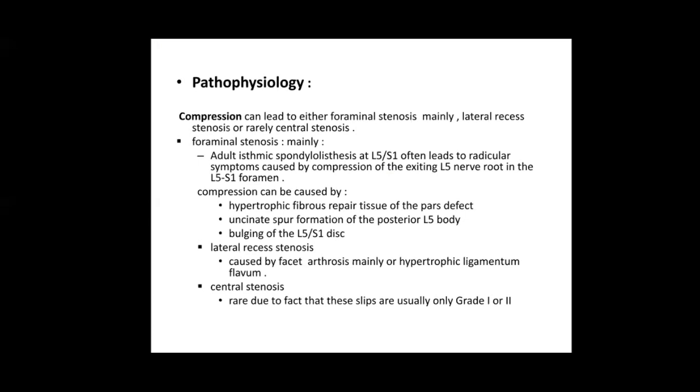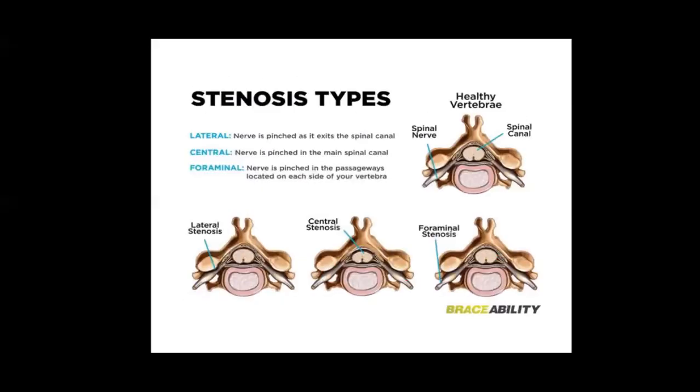Why does the compression happen? It can be due to hypertrophic fibrous repair tissue of the pars, or spur formation of the posterior L5 body, or bulge of the disc space of L5S1. Okay? Patients with lateral recess stenosis, it can be caused by facet arthritis. Central stenosis is rare. If I have central stenosis, the compression will be on the lower nerve root, which will be S1. Okay?